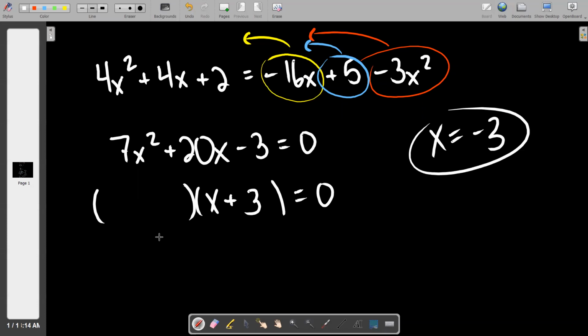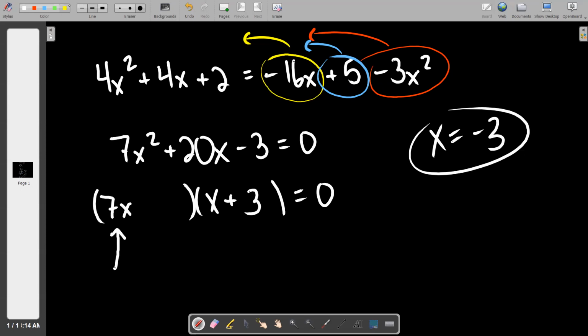I'm going to build a blank shell and I'm going to use some common sense. First off, what has to go where this white arrow is pointing? It has to be 7x because I'm reverse engineering a 7x squared into my answer. It's got to be there. You'll never not know, by the way. If you get one free answer, you'll always be able to reverse engineer this every time.